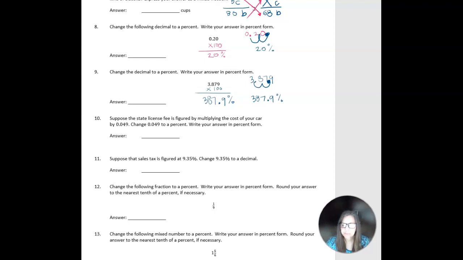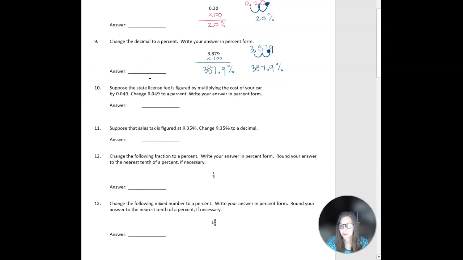Number 10. Suppose the state license fee is figured by multiplying the cost of your car by 0.049. Change 0.049 to a percent. Write your answer. Okay. All right. I'm going to just do it the short way. I'm going to bump it 2 places, 1, 2. So it'll fall right there between the 4 and the 9. So the answer is 4.9%.